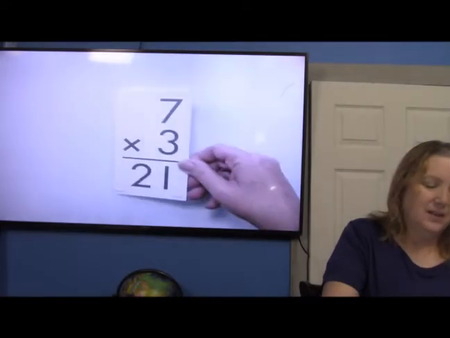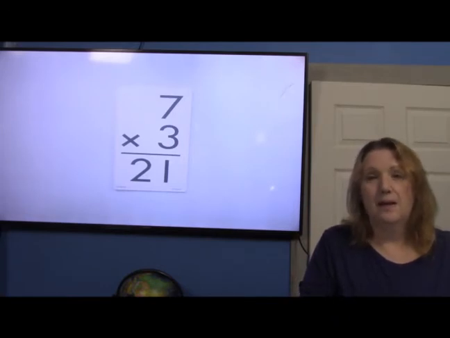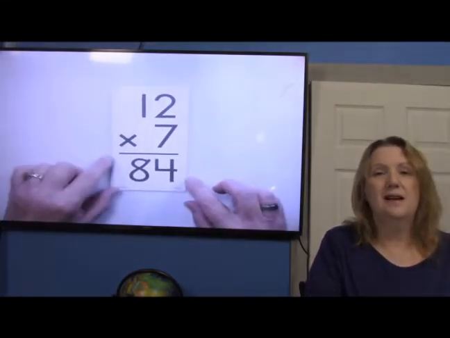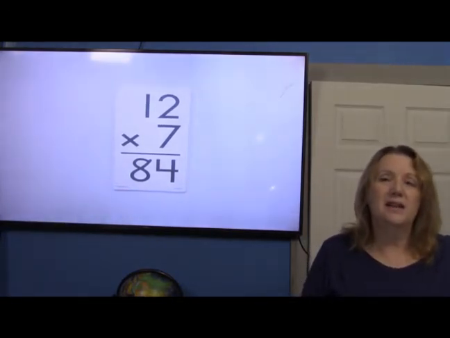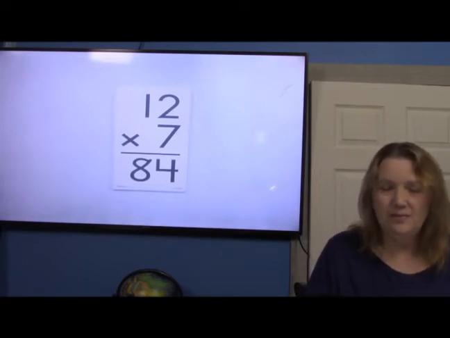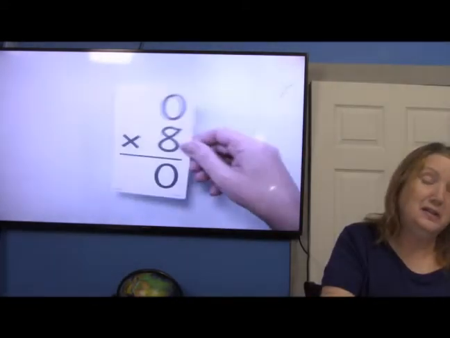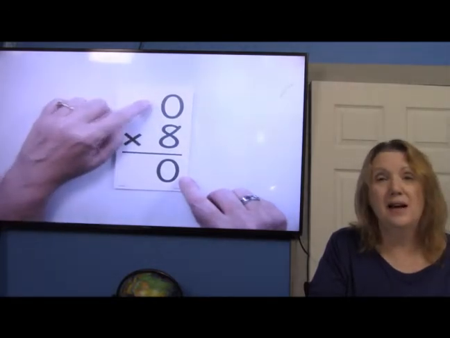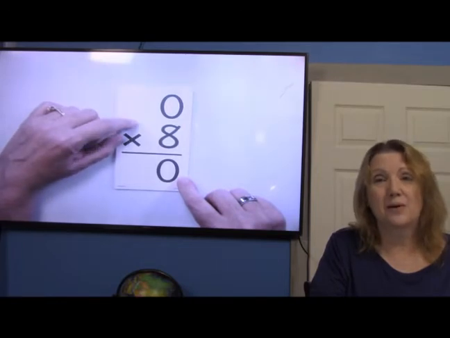The next one, 7 times 3 is 21. Here's our tough one. Let's see how you did. 12 times 7 is 84. That one was tough. And then after that tough one, we had kind of an easy one because we have 0 times 8 is 0. 0 times any number is 0.